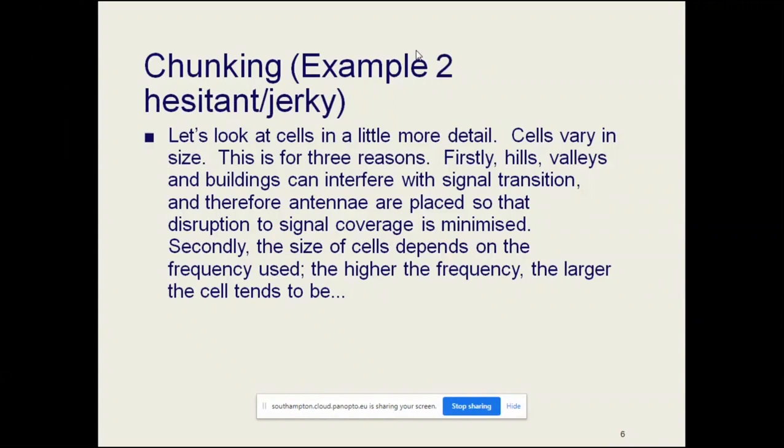However, where you pause is important, and if we pause in the wrong place, it can sound hesitant and jerky.